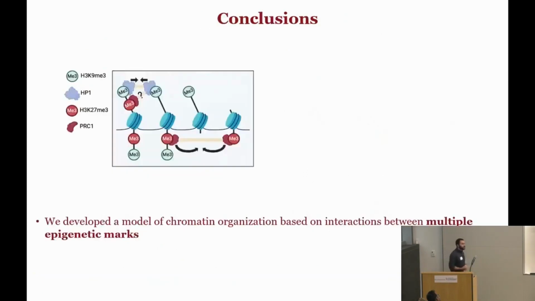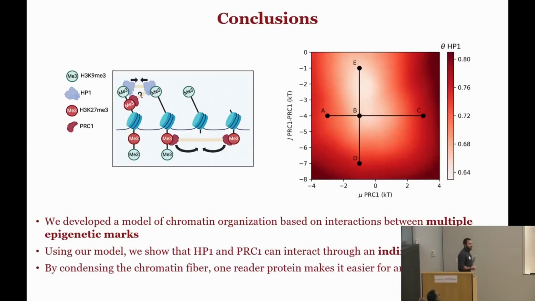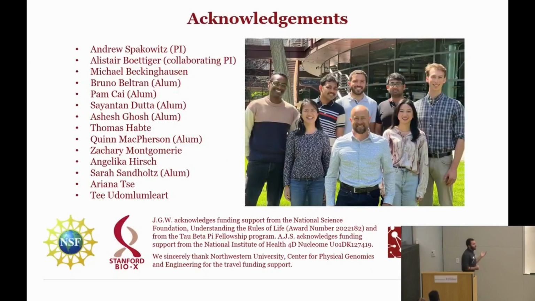So in conclusion, we've developed a model that captures the interaction between multiple epigenetic marks, and we've used this model to predict some behavior in the governing chromatin organization, specifically how different reader proteins seeming to be independent actually interact through an implicit mechanism.